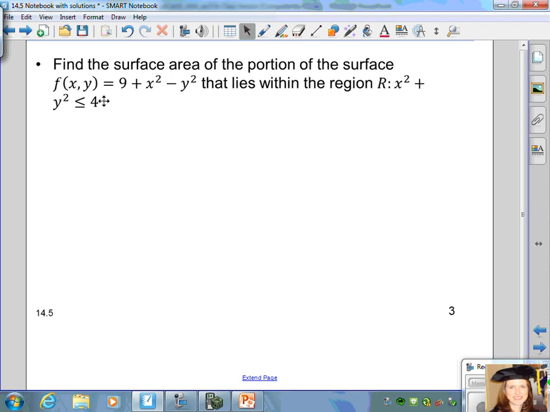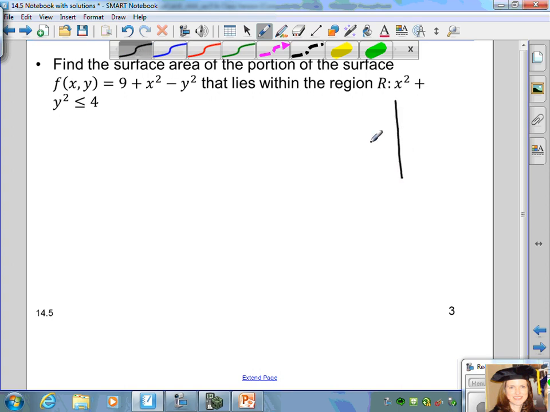So let's look at the graph of just the base region. If you're looking at x squared plus y squared is less than or equal to 4, you're looking at a circle with radius of 2 centered at the origin. So this is our base region.